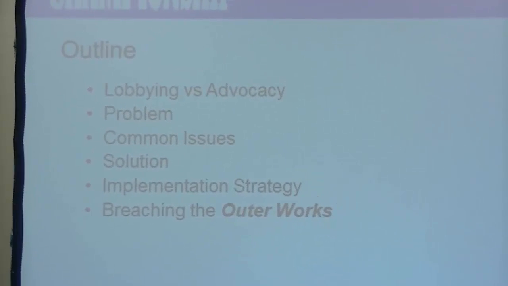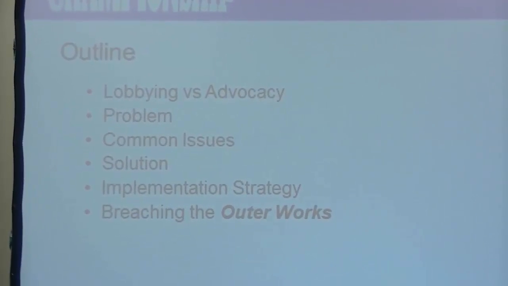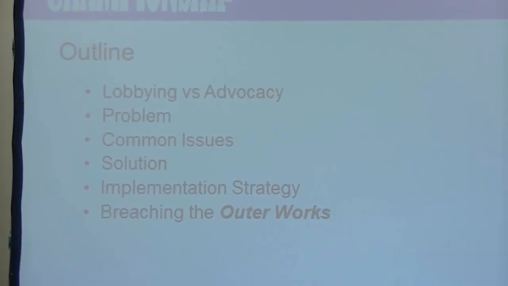So first we're going to start talking about what lobbying is versus advocacy. And then we're going to get into what the problem is we're actually trying to solve. So from there, we're going to go through common issues from the side of a student's perspective and political. And then we'll start talking about the model and our solution towards this problem. And talk about how we got there and how hopefully your team can get there. And then also how to get over the challenges that you may face when implementing this.